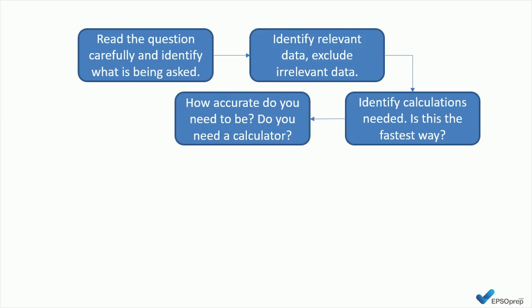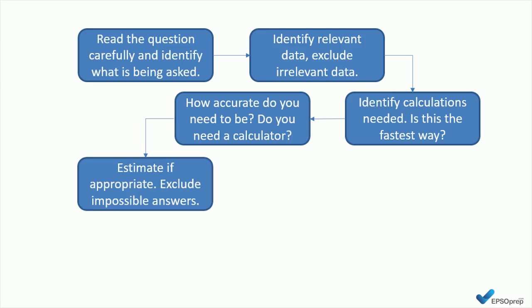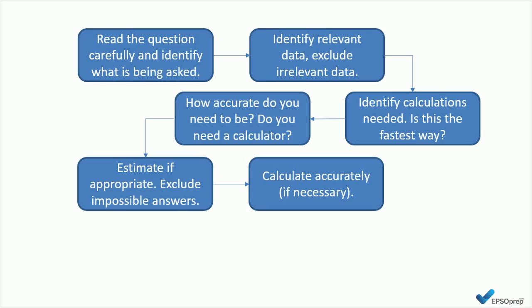And if having done this, we determine that we can use estimation to try and find the answer, we can use this to get a close answer. Even if we can't find exactly what the answer is from this point, we may be able to exclude some answers which are impossible. And at this point, we might have the answer, or we might need to go on and do some accurate calculations, using our calculator if necessary, but using mental calculations if that's going to be faster.